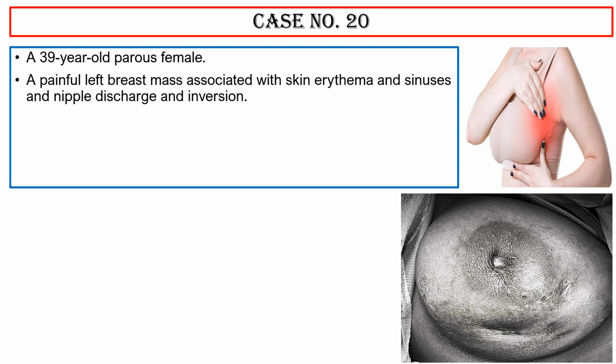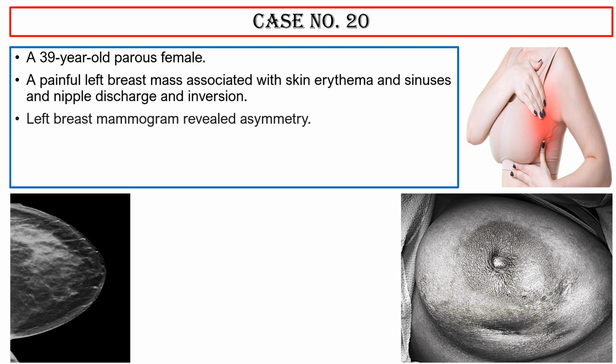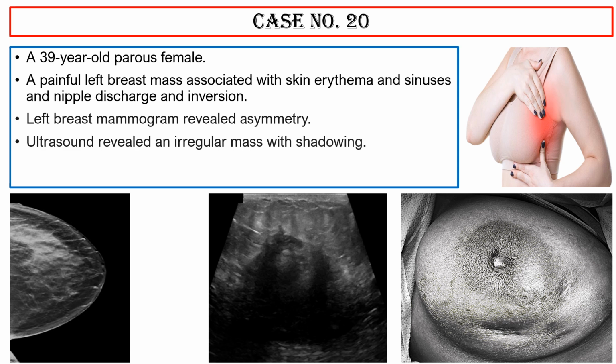Case number 20. A 39-year-old parous female came with a painful left breast mass associated with skin erythema, sinuses, nipple discharge and inversion. Left breast mammogram revealed asymmetry. Ultrasound revealed an irregular mass with shadowing. Incisional biopsy was taken.